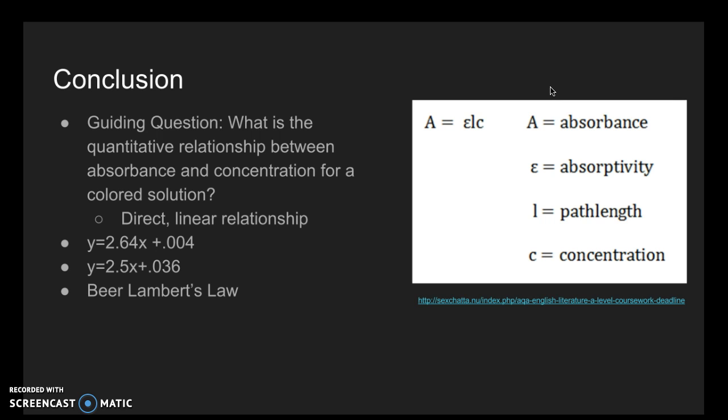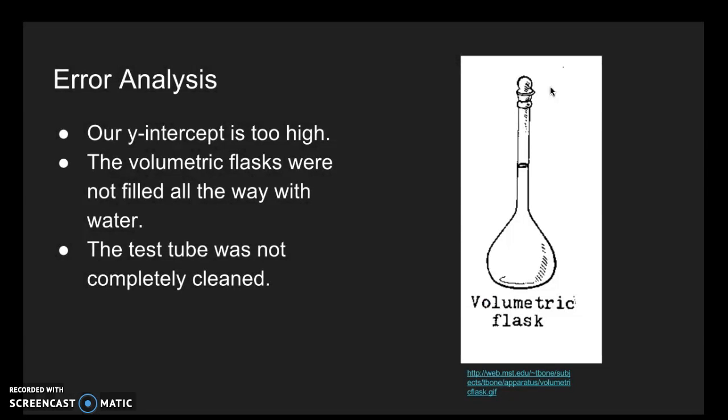The darker the color of the substance, the more light it will absorb. The lighter a substance is, the less light it will absorb. Beer-Lambert's law states that absorbance increases with concentration along with other factors. These other factors include path length and absorptivity. Our experiment verified this.